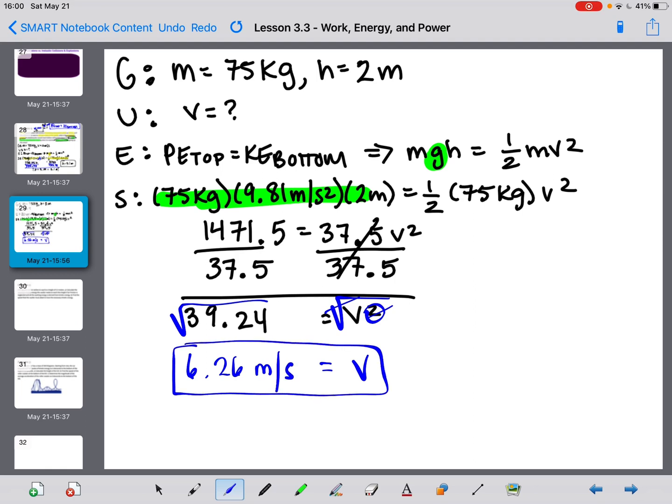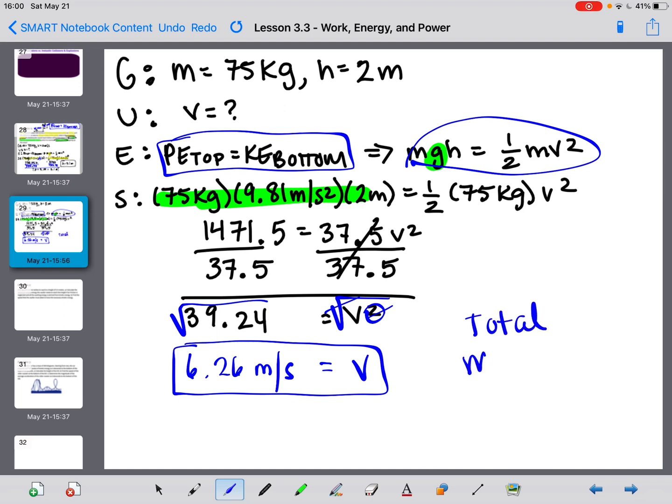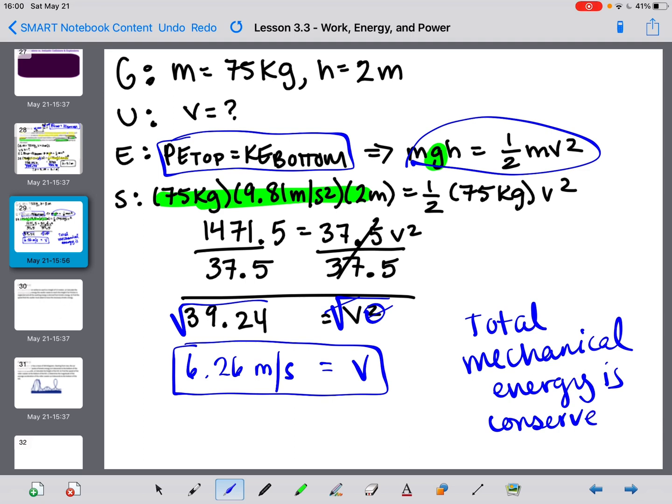Okay? So pretty simple. This is important, but it's more important mathematically. You can't just use that statement mathematically. You actually have to write out these formulas right here. And if you set them equal to each other, you will never have an issue. As long as both sides of the equal sign are equal, you're saying that total mechanical energy is conserved when you write PE top equals KE bottom.